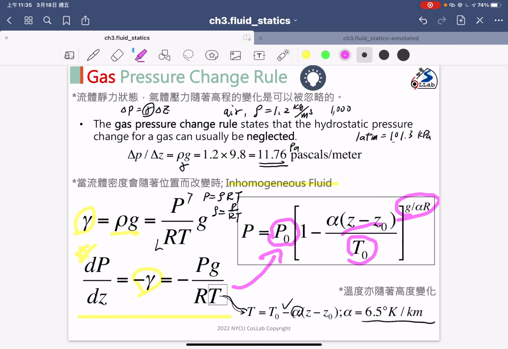Okay, so for the gas problem, the pressure change is quite complicated compared to the liquid. For liquid, usually we just consider the difference between the elevations, but for the gas we still need to consider the gas constant value and the temperature at sea level, and the delta Z difference and the temperature gradient. Okay, so you can try to practice by yourself.